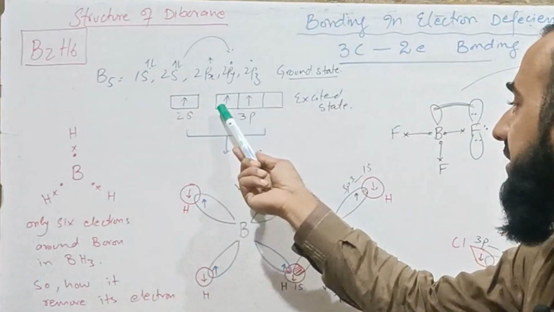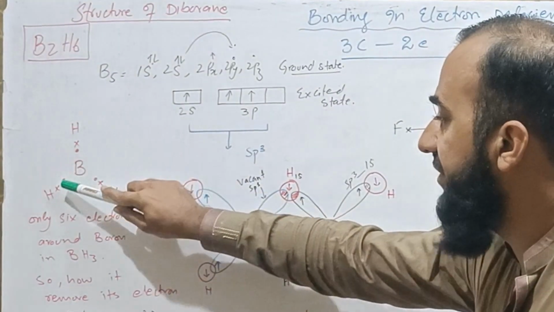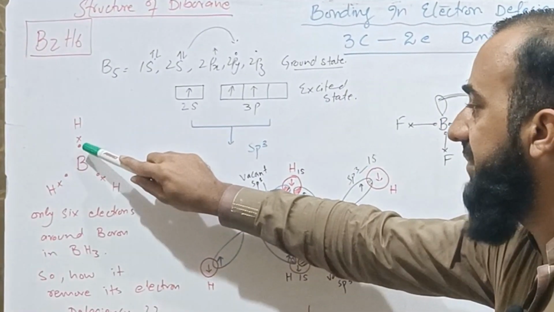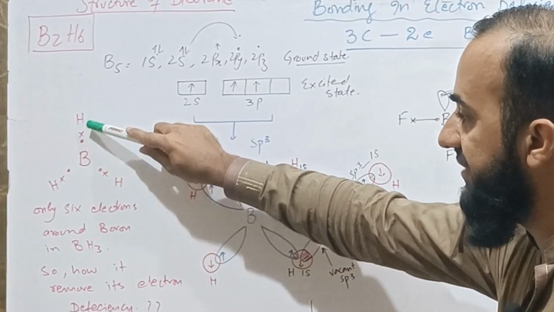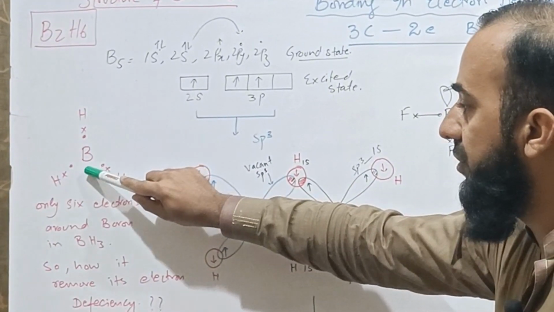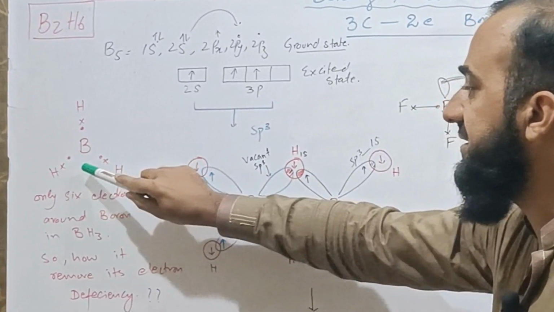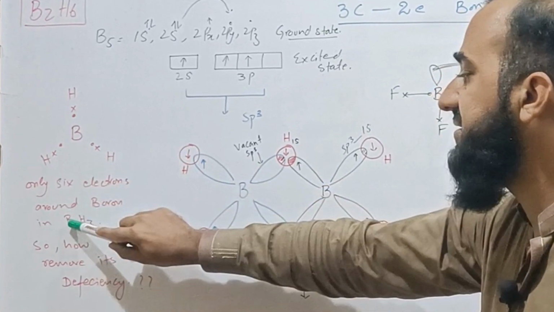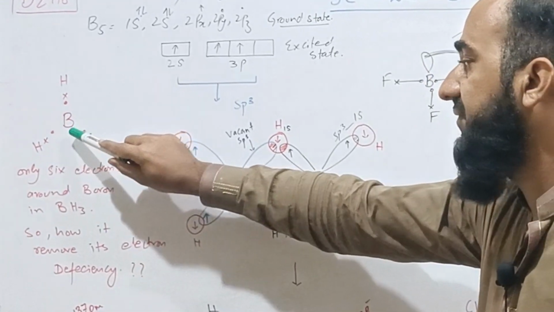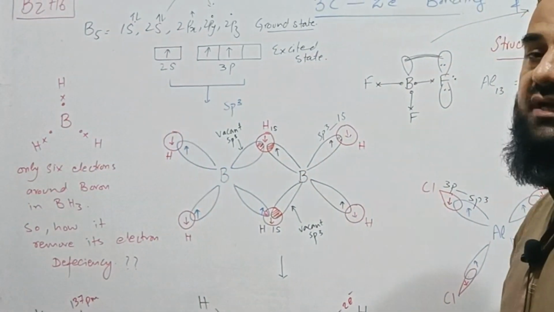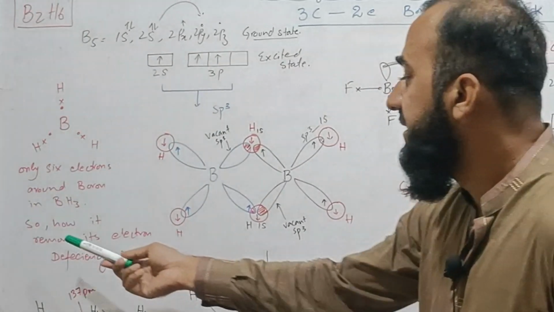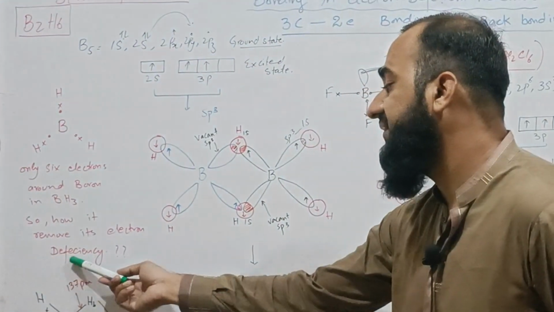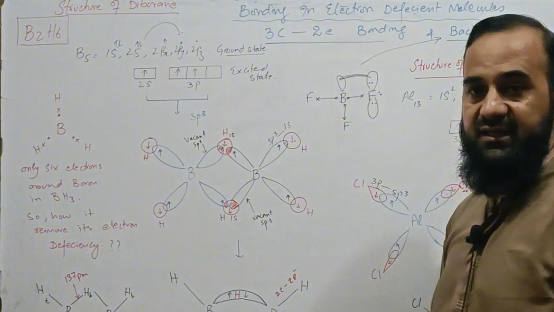So after utilizing all 3 electrons, for example, by sharing mutually with hydrogen, boron acquires a 6 electron state in BH3, which is not enough to give it stability. So how does it remove electron deficiency? Let's explain this.